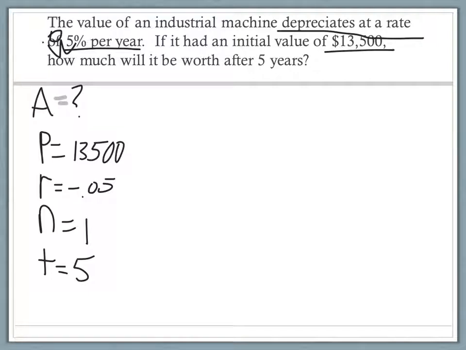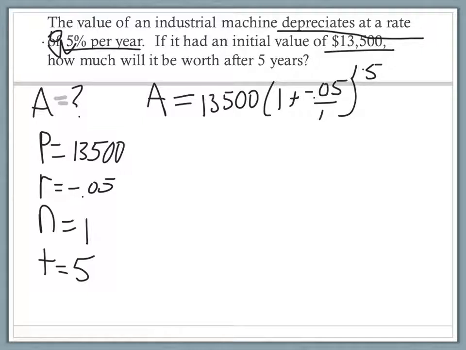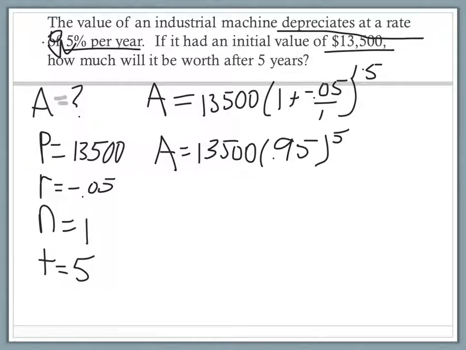Okay, so let's go ahead and plug in what we know into our equation. So go ahead and write that down. And then I'm going to go ahead and clean this up inside the parentheses. And I get A equals 13,500 times, and this ends up being 1 plus negative 0.05 is 0.95, to the 5th power, because 5 times 1 is 5. Now I'm going to plug this in my calculator just as I see it, putting that 5 as an exponent, and I end up getting 10,446.04.